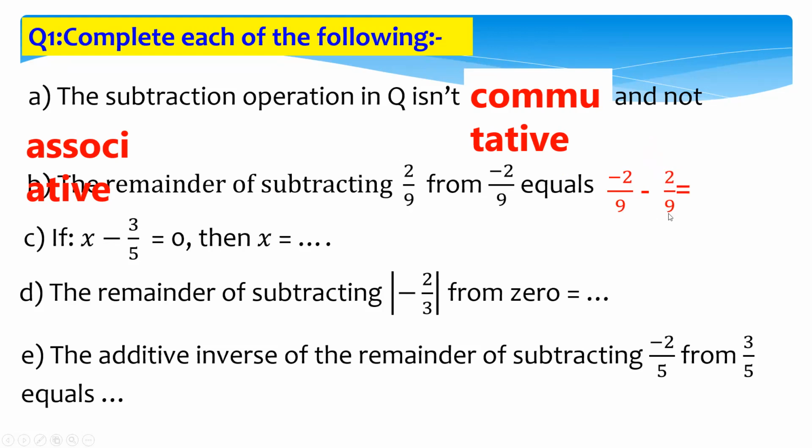You have the same denominator, then I will make minus. Put the denominator as it is and make negative 2 minus 2 equal negative 4. And make sure that your fraction is in its simplest form.